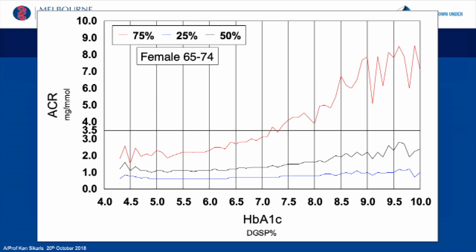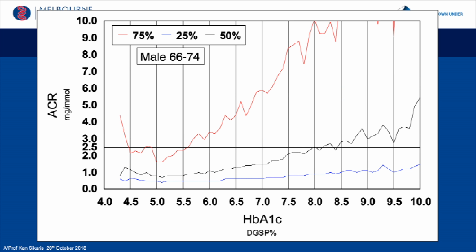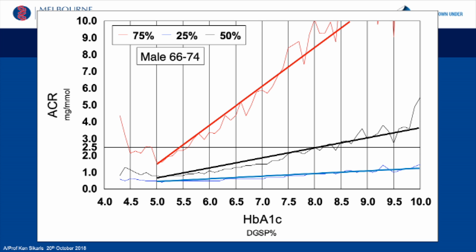And I can drill down to age groups. And so here in elderly women, this is the interquartile range, the range of albuminuria according to A1C. And you can sort of see that once you get to about 6.5, the rate of albuminuria starts to rise. And that sort of fits, well, yeah, that's why we diagnose diabetes at 6.5. What about in older men? Well, I'm not really sure it's 6.5 anymore.